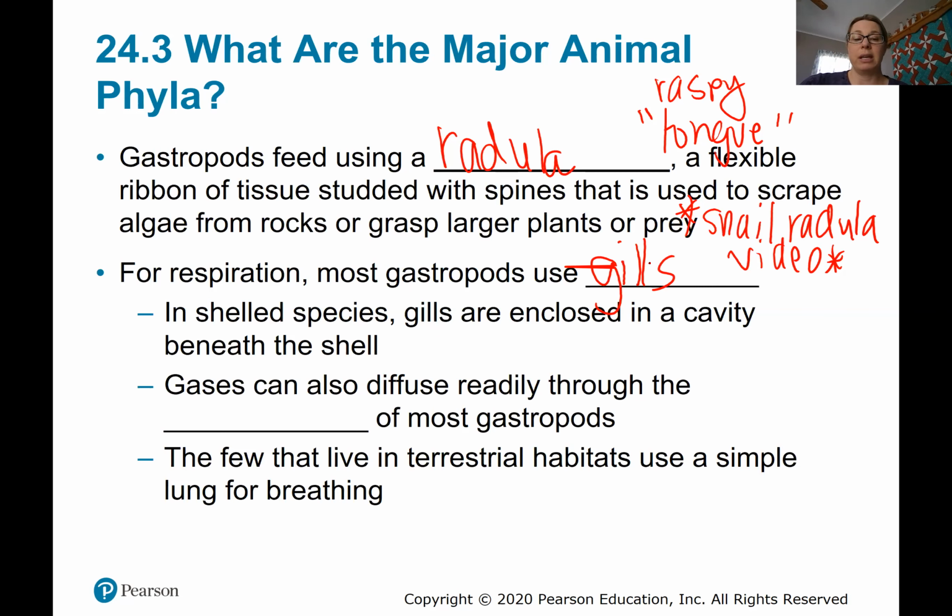The gills in those that have shells are underneath the shell, and gases can also diffuse readily into the bodies of gastropods through the skin. So oxygen, for example, can just diffuse right straight into the skin and get into the cells that need that oxygen. If they, like slugs that live completely on land, they have a very simple lung versus gills.